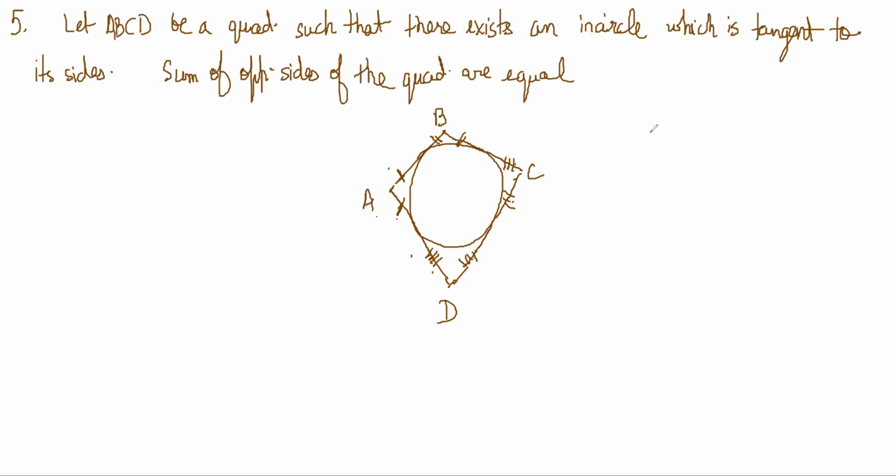Okay. So if a circle is inscribed inside a quadrilateral, and if that is possible, then that quadrilateral is such that AB plus CD is equal to AD plus BC. Sum of opposite sides have to be equal. Okay, this was the fifth thing. This I will not prove because it's very obvious.